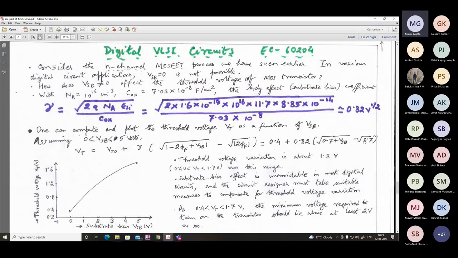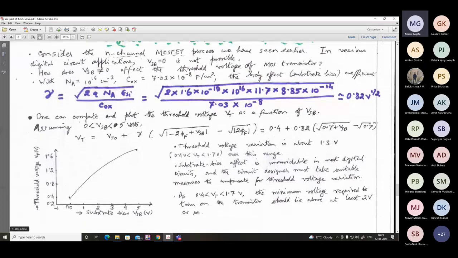If you keep on varying VSB, accordingly the threshold voltage will vary. So here we show, actually we have first calculated for various values of VSB. For VSB equal to 0, the value of VT0 is 0.4. Then it will gradually increase as you increase VSB. So as you increase VSB over the range 0 to 5, that is 0, 1, 2, 3, 4, 5, you will get the values and you can draw a fitting curve to show the variation of threshold voltage. So starting from 0.4, it can vary as much as 1.6 volt or 1.7 volt.